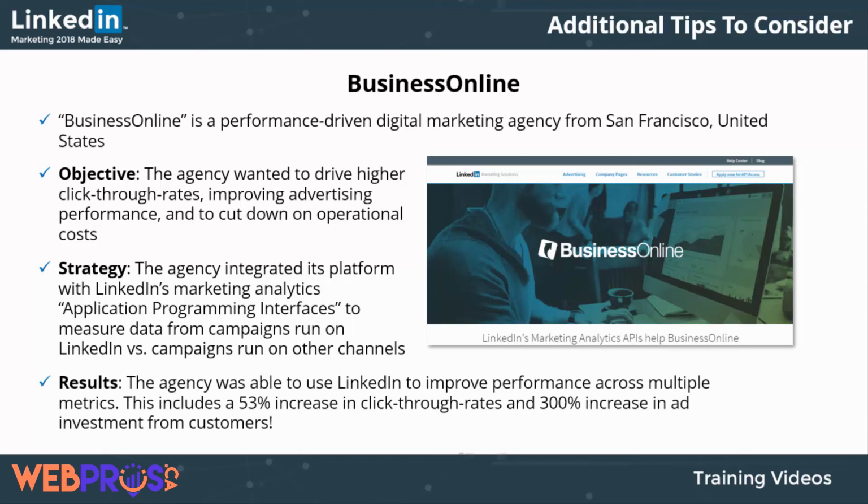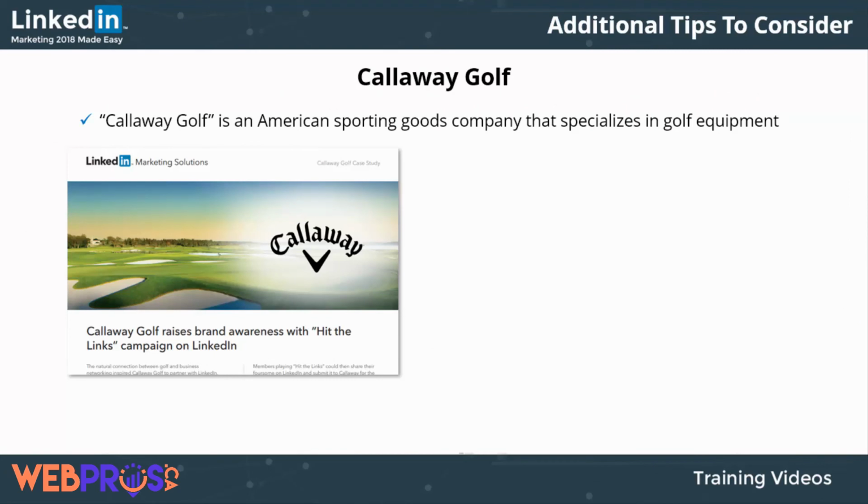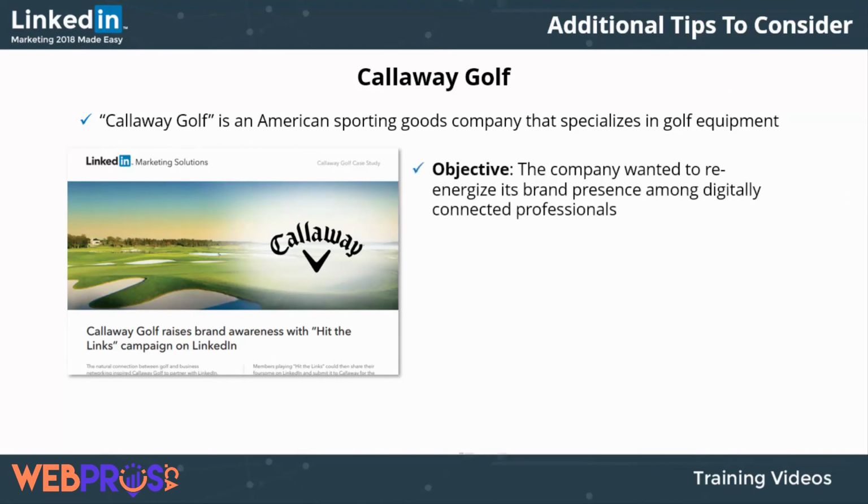Results? The agency was able to use LinkedIn to improve performance across multiple metrics. This includes a 53% increase in click-through rates and a 300% increase in ad investment from customers. Callaway Golf. Callaway Golf is an American sporting goods company that specializes in golf equipment. Objective. The company wanted to re-energize its brand presence among digitally connected professionals.